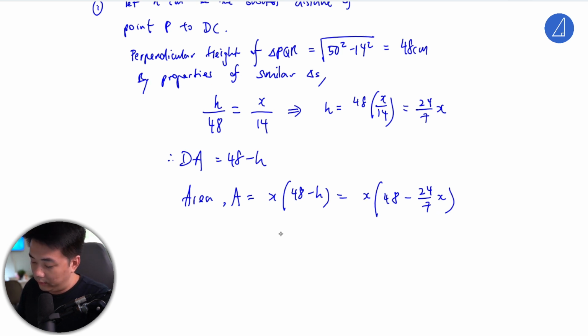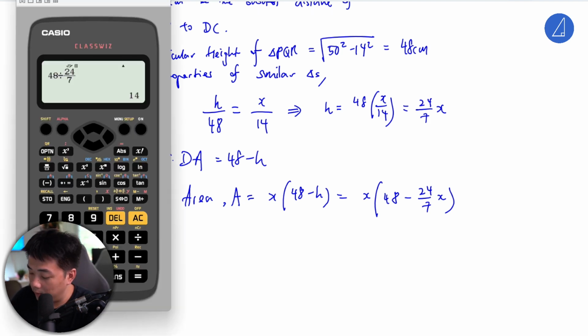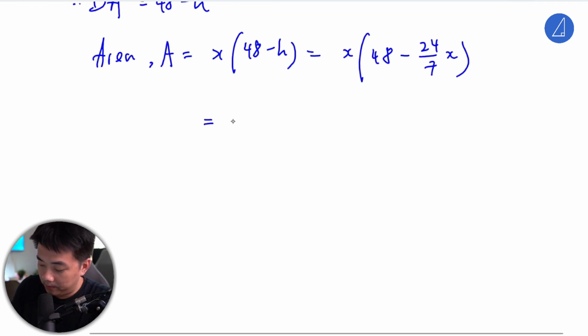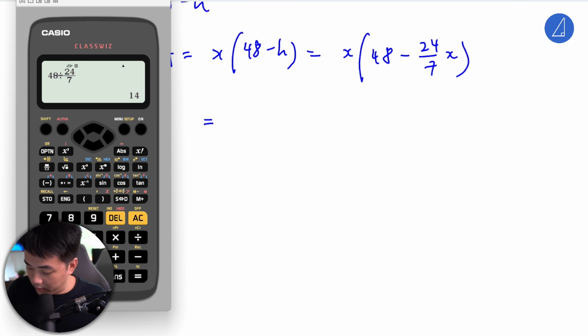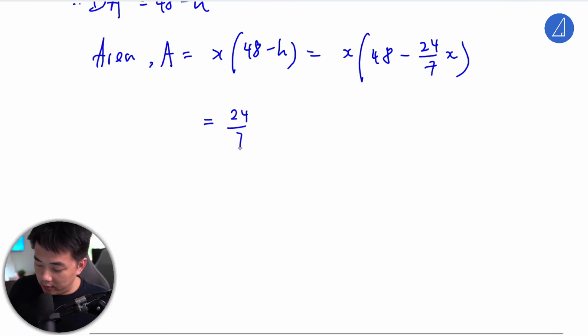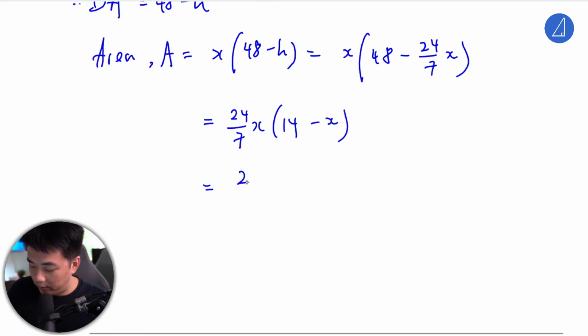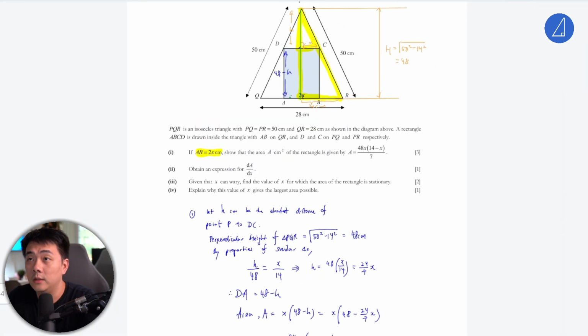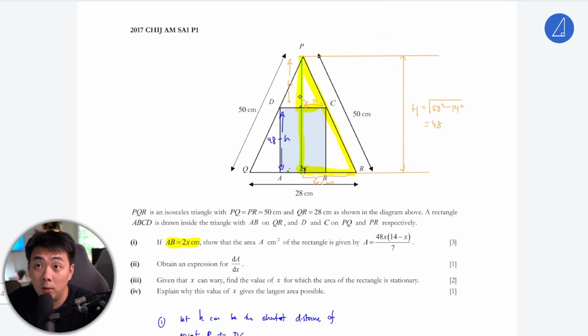We need to factorize the 24 over 7 out, because there's a negative 1 here. In this case we'll get 24 over 7 x times 14 minus x. There you go. This will be 24x(14 minus x) over 7 cm squared. So that's our area A there. I think the general idea is essentially finding the two variables, in this case h and x, and trying to relate them before you start solving.